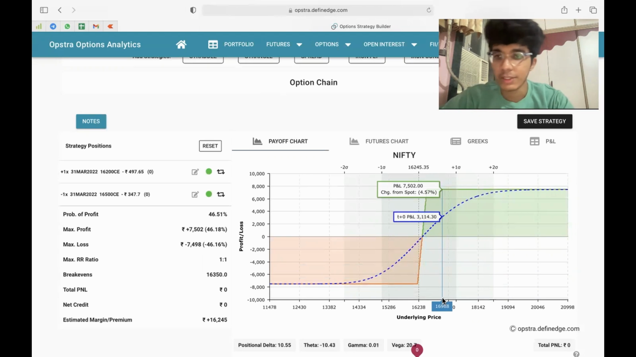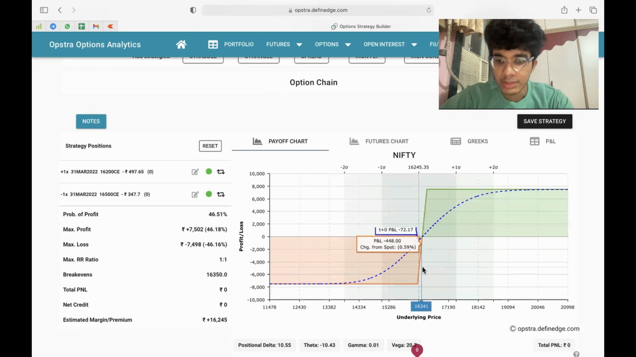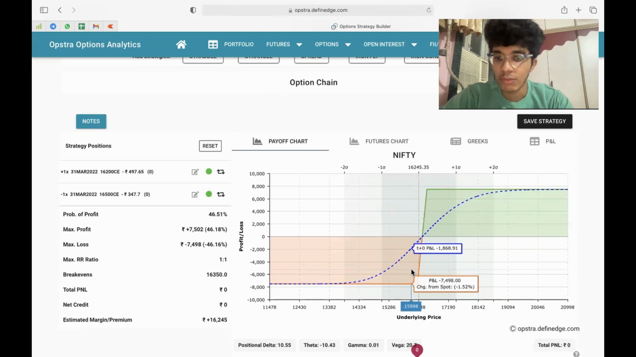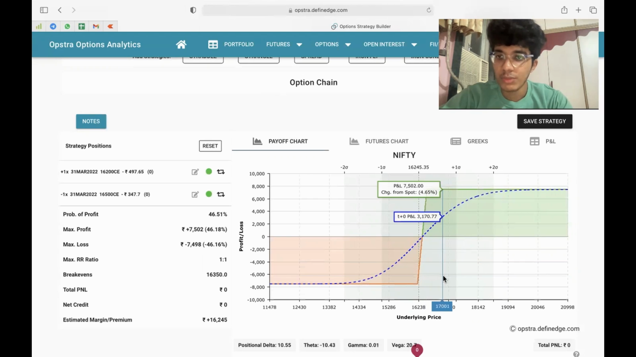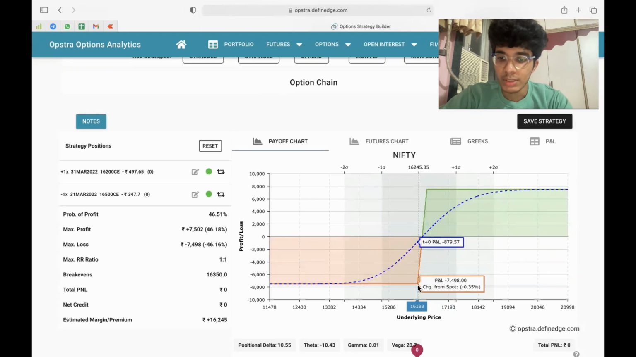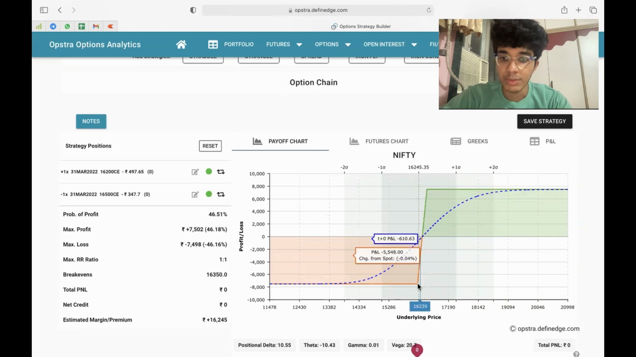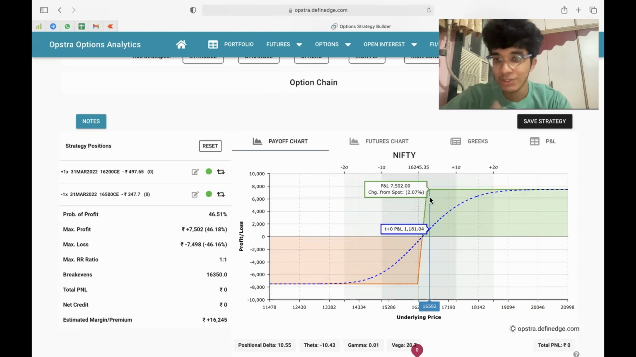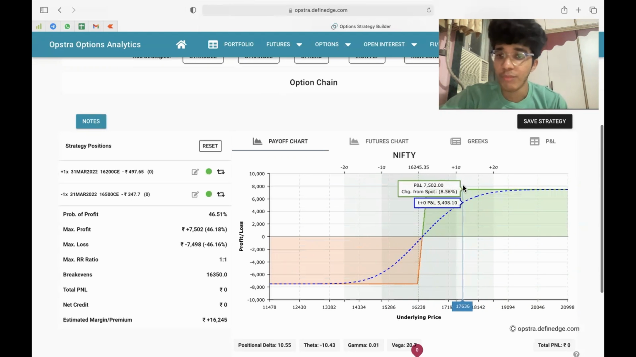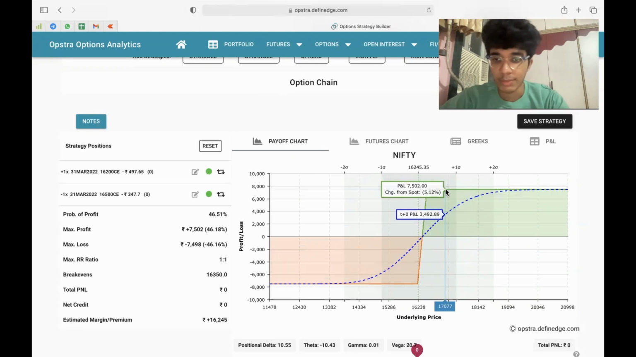Let's say the market closes at 16,000. What happens at 16,000? We have a loss of 7,498. Did you observe that beyond this point, that is 16,188, and beyond this point, which is 16,500, the profit and loss are constant? This is where the whole game is. Above this, you just have the same profit regardless of how much the market goes up.